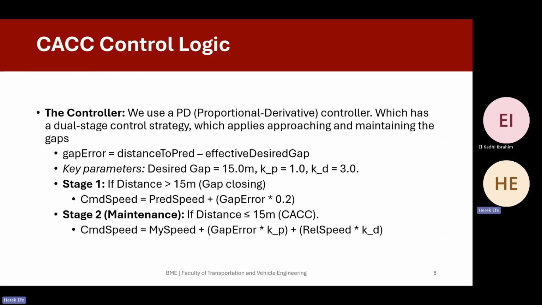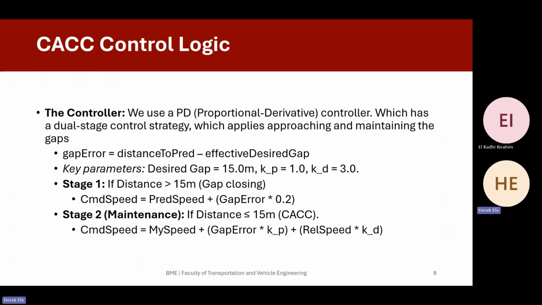So in the cooperative adaptive cruise control logic, we used a simple proportional derivative controller, but added a small caveat, that is the dual stage control. What we mean by this is that we also take into account the gap between the vehicle and the predecessor. The gap error is a variable where we calculate the difference between the distance to the predecessor and the effective desired gap. So if the gap is too much, more than 15 meters, we tell the controller to speed up with regards to the gap error and catch up to the predecessor to close the gap.